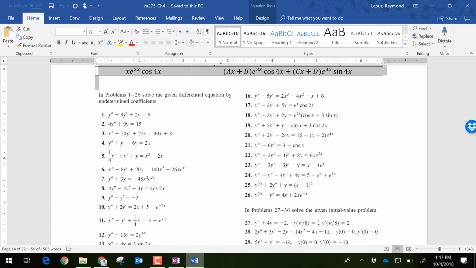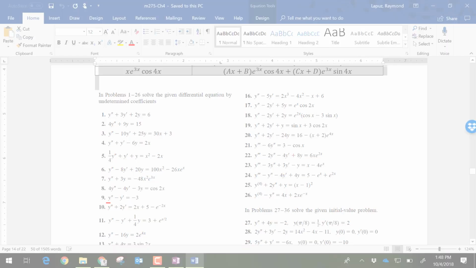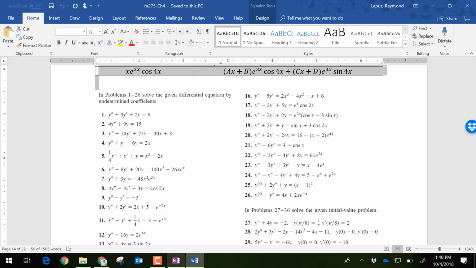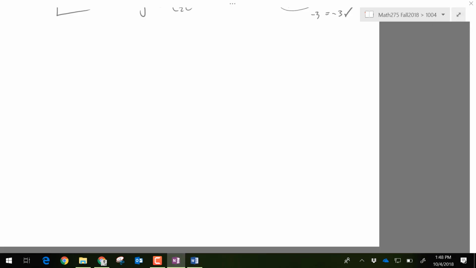Eleven. 11 is more interesting. It has a couple of things going on, or even 10, but I don't know if 10 will result in what we want. Oh yeah, 10 would throw us some curveballs here. Let's try number 10.